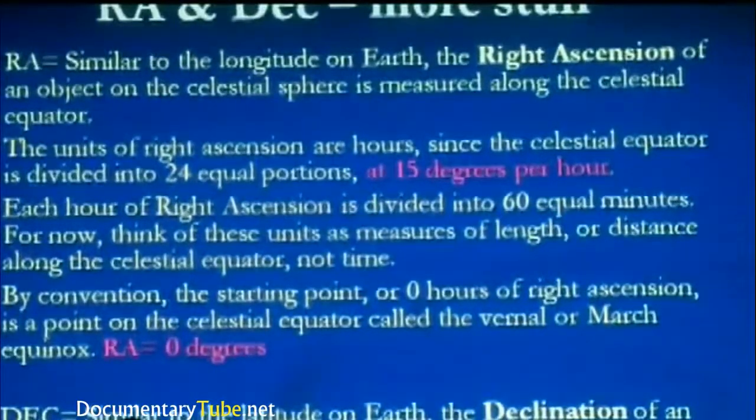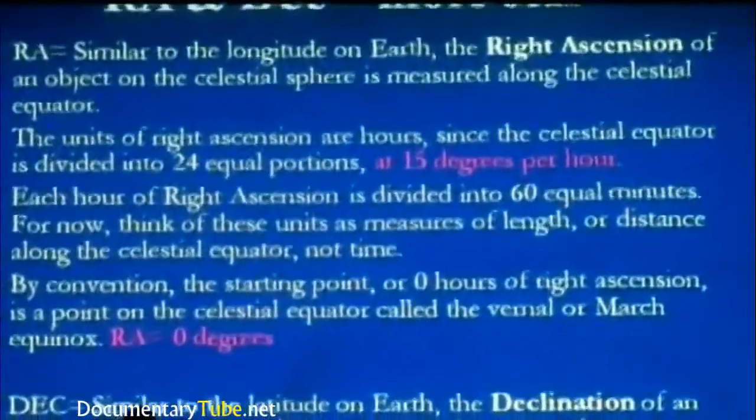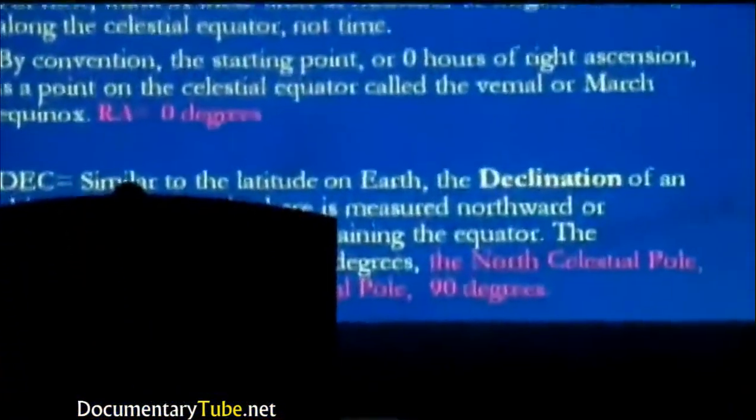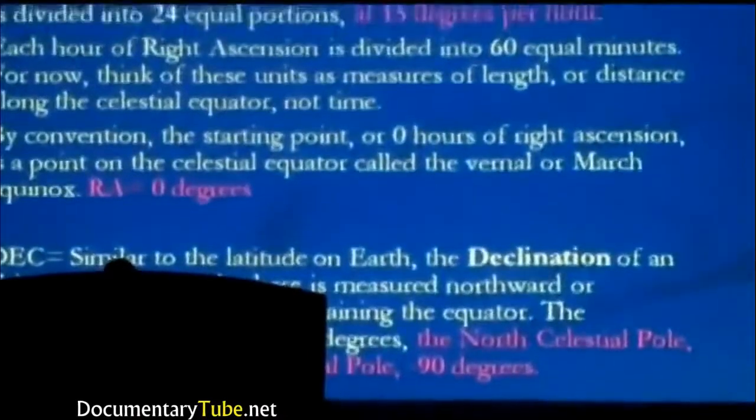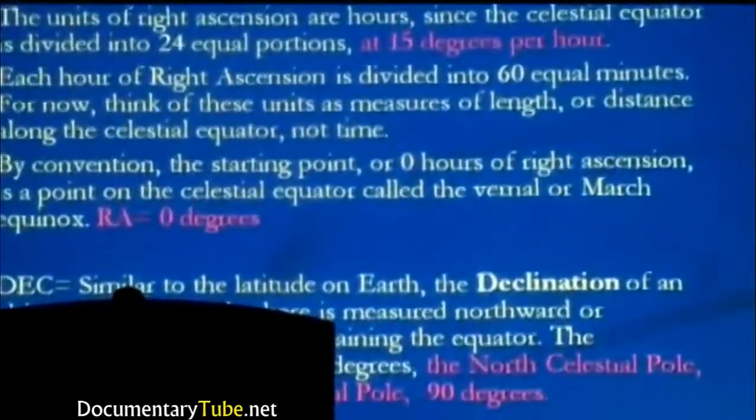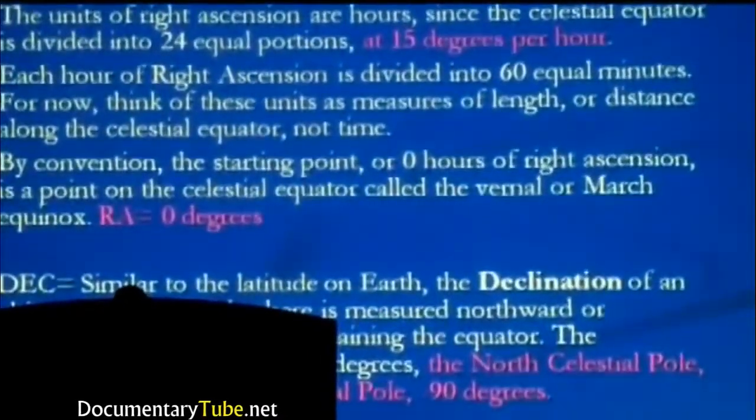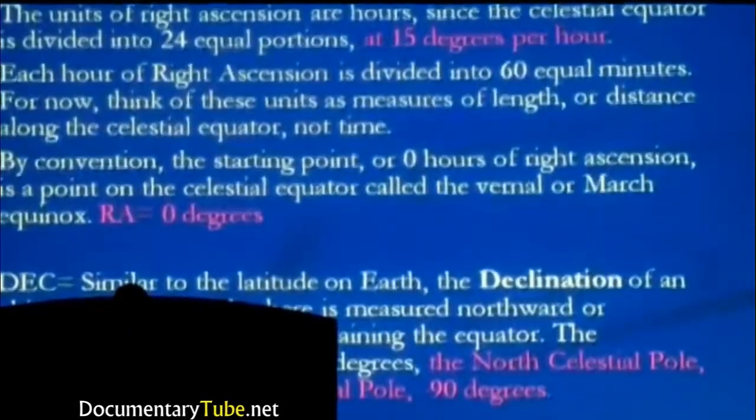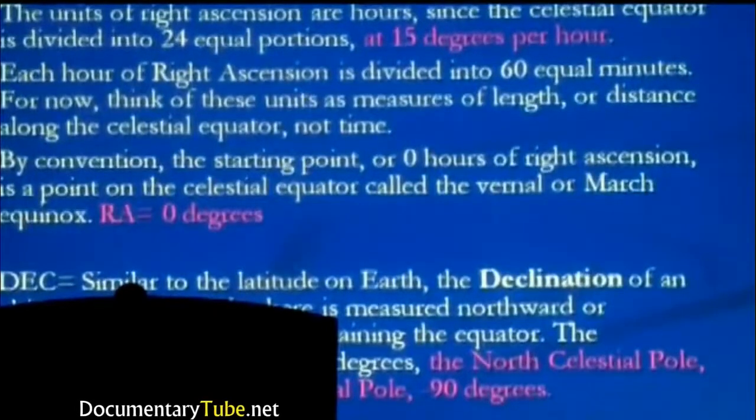Let's talk about declination. Declination is the other coordinate that you would need to locate an object in the sky. Declination is going to be similar to the latitude on the Earth. The declination of an object on the celestial sphere is measured northward or southward from the plane containing the equator. The declination of the equator is 0 degrees. The north celestial pole is plus 90 degrees, and the south celestial pole is negative 90 degrees.